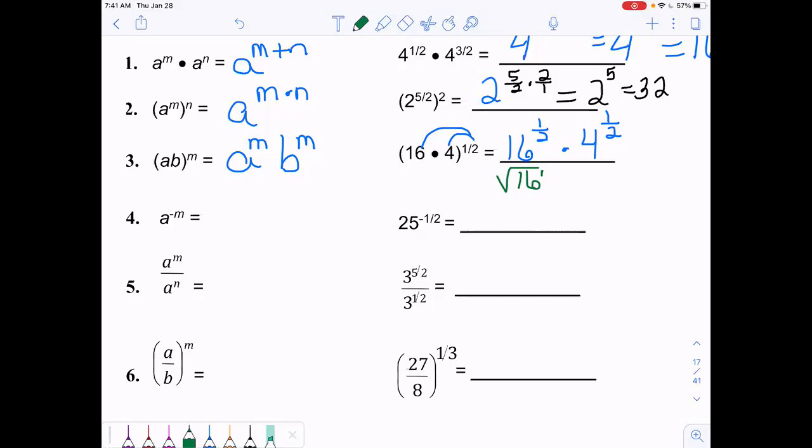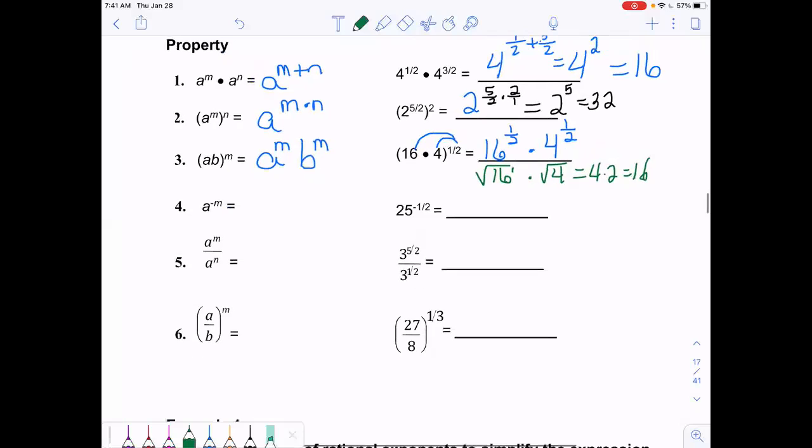But the exponent, remember, the denominator is the index of the radical. So we're taking the square root of 16 to the first, or we're just taking the square root of 16 times the square root of 4. Ella, the square root of 16 is? And the square root of 4 is? And then you end up getting 8.